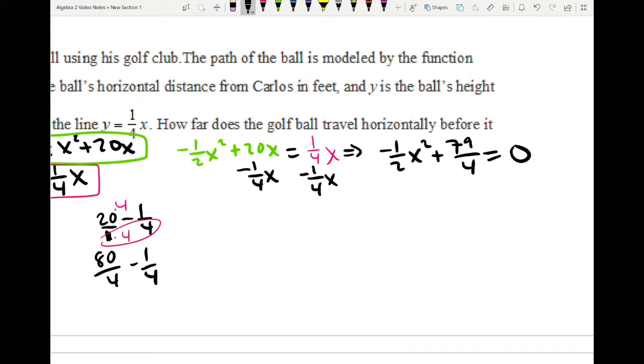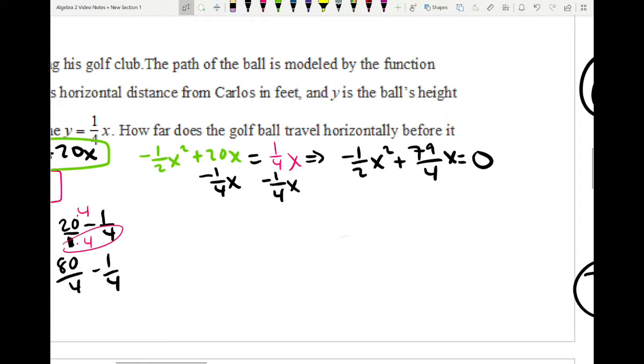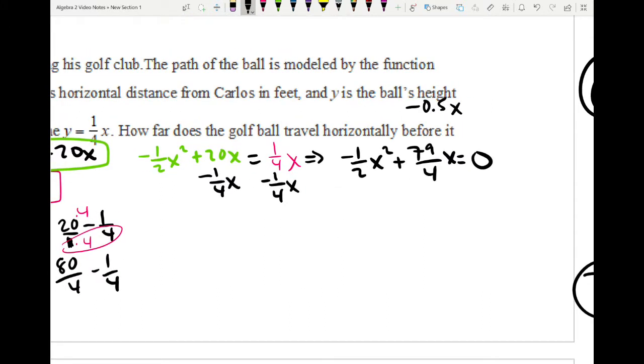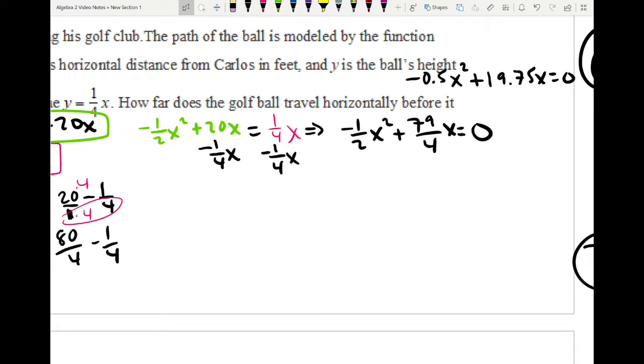Is equal to 0, and then there's an x there, is equal to 0. All right, if you want to leave it as a decimal, that's okay too. It should work out. If you were to do it as a decimal, then you would have negative 0.5 x squared plus 19.75 x equals 0. Either way, you're going to get the same answer. So let's go ahead and solve for x. Now, since you know that you have an x in common, you can actually factor that x out. So let's pull the x out, like that.